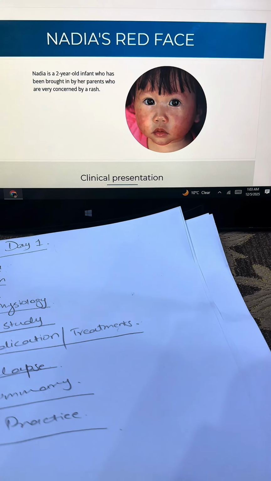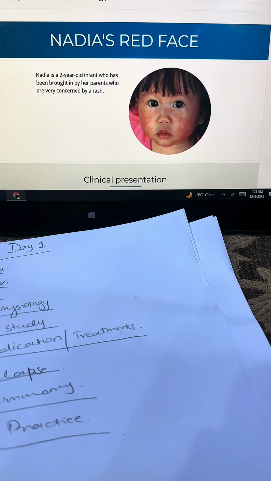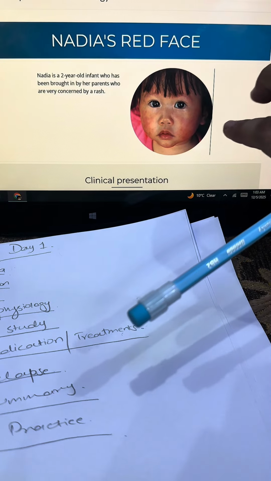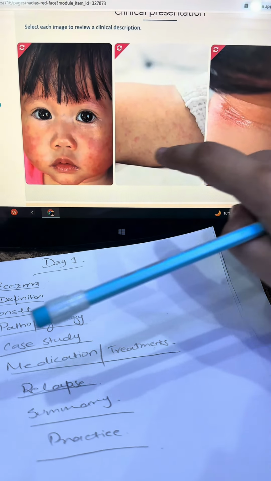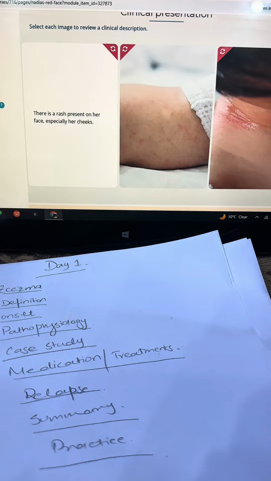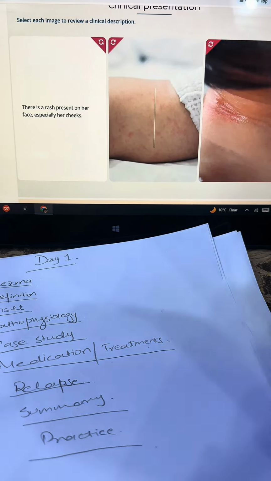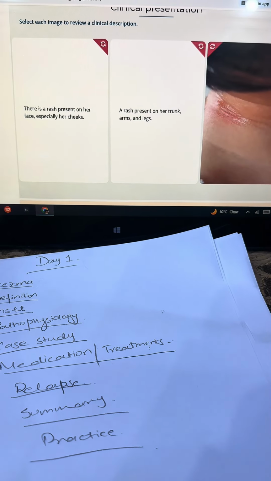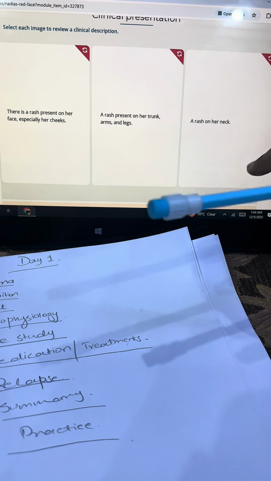The first case of our lecture is Nadia Redface. Nadia is a 2-year-old infant who has been brought in by her parents, who are concerned about her rash. Clearly, a rash is seen on Nadia's face. The clinical presentation of Nadia: there is a rash present on her face, especially her cheeks. A rash is present on her trunk, arms, and legs. And a rash on her neck.